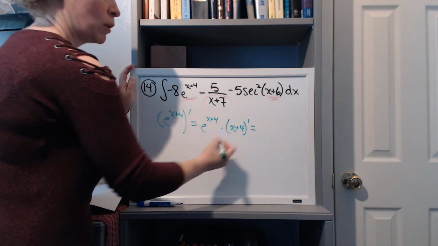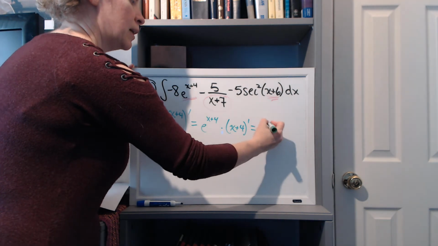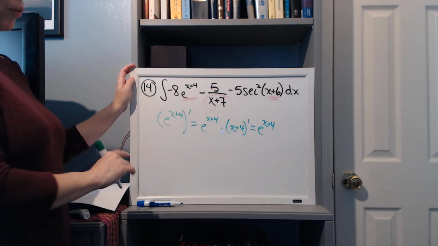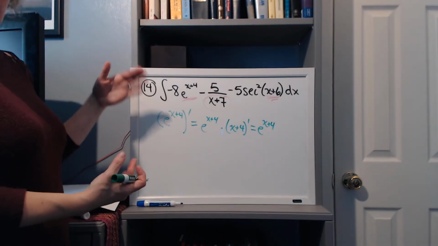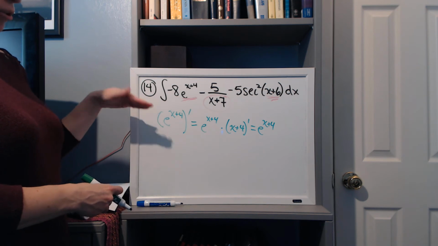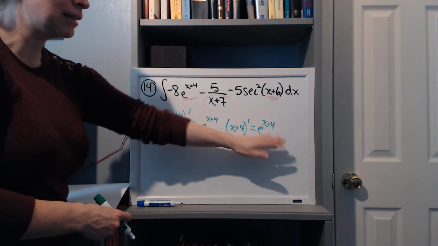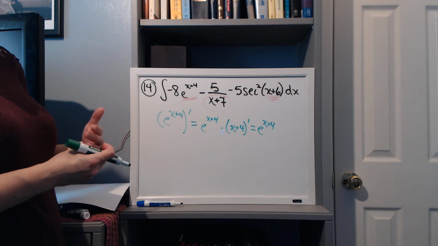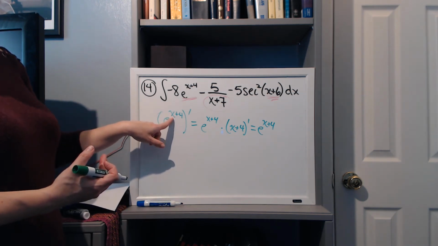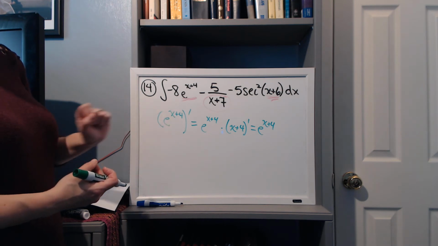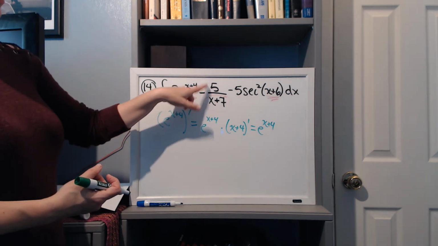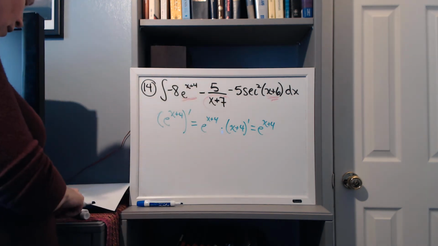Well, the derivative of x plus 4 is just going to be 1, so we're going to get e to the x plus 4. So right there, for our e to the x plus 4, it looked like our e to the x thing in our derivative rules, just with the adjustment of the x plus 4. And it turns out if we take the derivative of that, we still get e to the x plus 4, so that derivative and antiderivative rule still works the same if we have x plus something in the exponent instead of just x. Alright, so now let's think about this 5 over x plus 7.